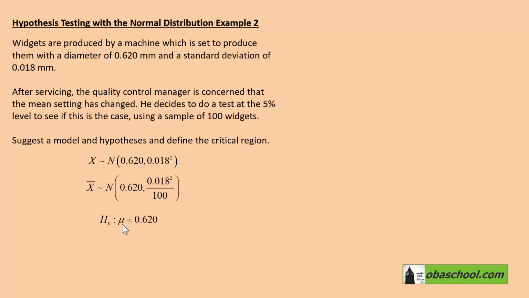The null hypothesis is the mean has not changed. The alternative hypothesis is that it has, but we don't know in which direction. So that's going to lead us to a two-tailed test. And if we're going at the 5% level, that means we're going to have 2.5% at each end.